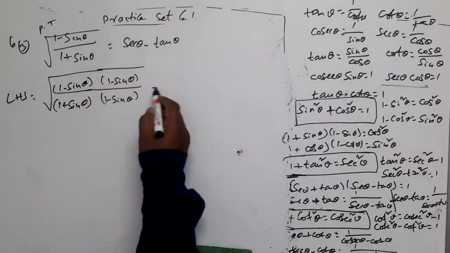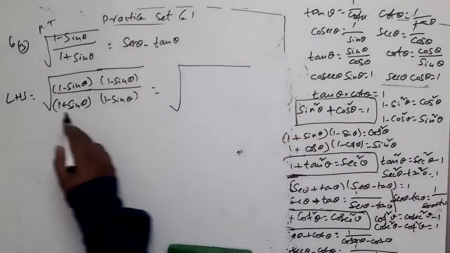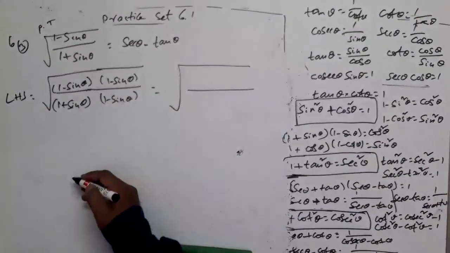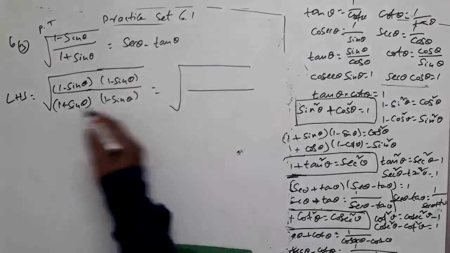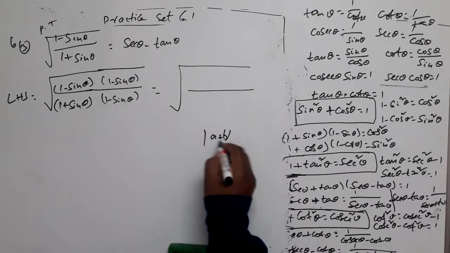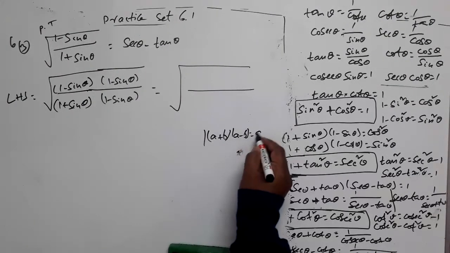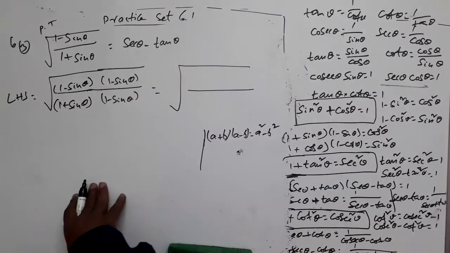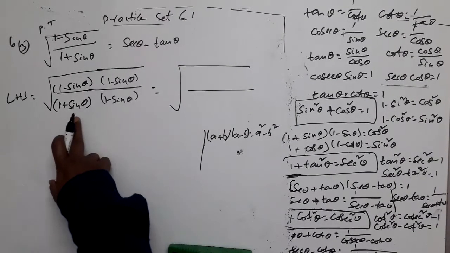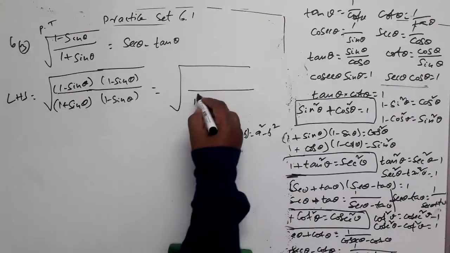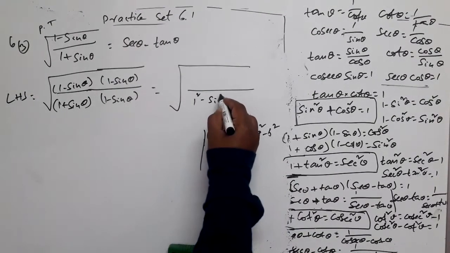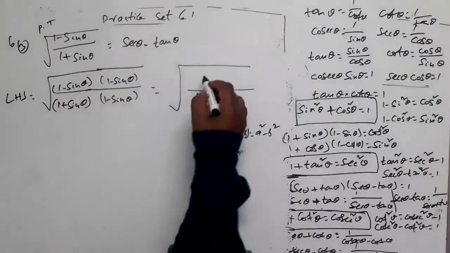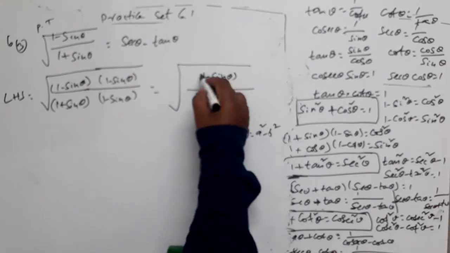Now tell me, the denominator becomes 1 plus sine theta multiplied by 1 minus sine theta. This is of the form a plus b multiplied by a minus b, right? That can be written as a square minus b square. We have the algebraic formula, right? A square minus b square is 1 square minus sine square theta. What about the numerator? 1 minus sine theta times 1 minus sine theta, so this is 1 minus sine theta whole square.